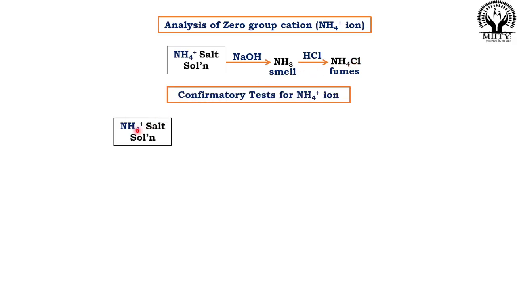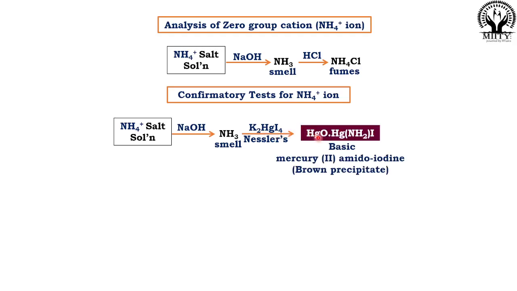For the confirmation test we take ammonia solution, and to this ammonia solution we add NaOH so that ammonia gas will evolve, and to this ammonia gas we add Nessler's reagent K2HgI4. We add Nessler's reagent K2HgI4 and it forms a brown PPT of HgO·HgNH2I.